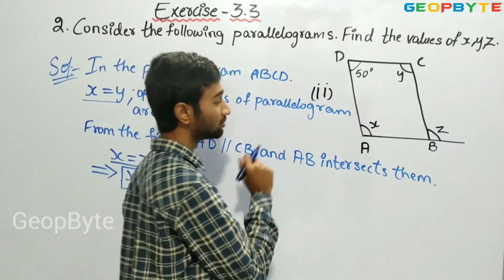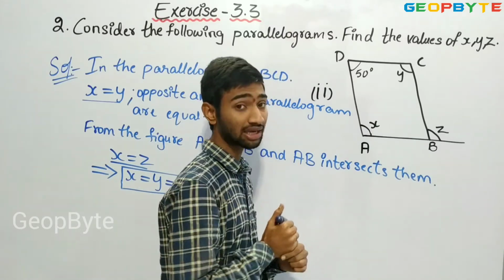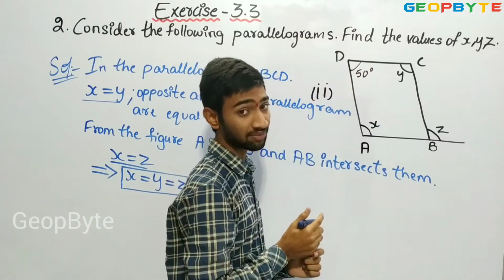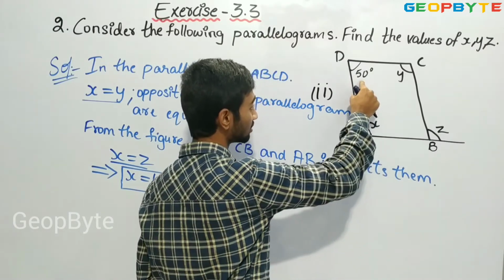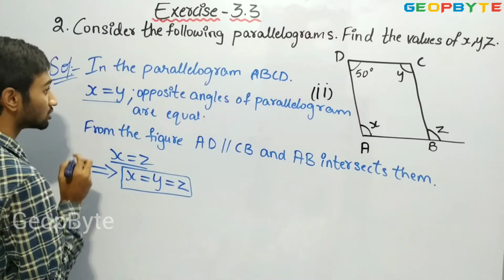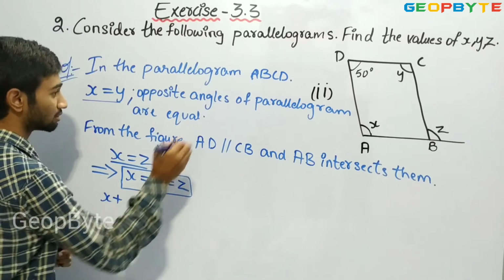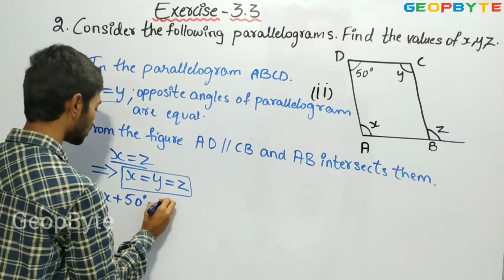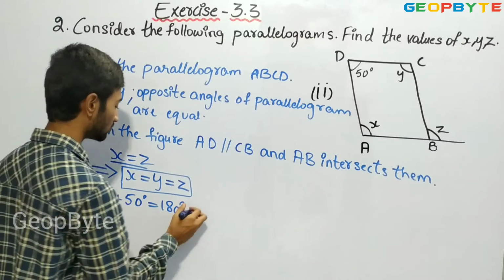Now if you observe in this parallelogram, we know that the sum of two adjacent angles of a parallelogram is 180 degrees. So here angle A and angle D are adjacent angles. If you add this angle and this angle, it should be equal to 180 degrees. So x plus 50 degrees is equal to 180 degrees, because these two angles are adjacent angles.